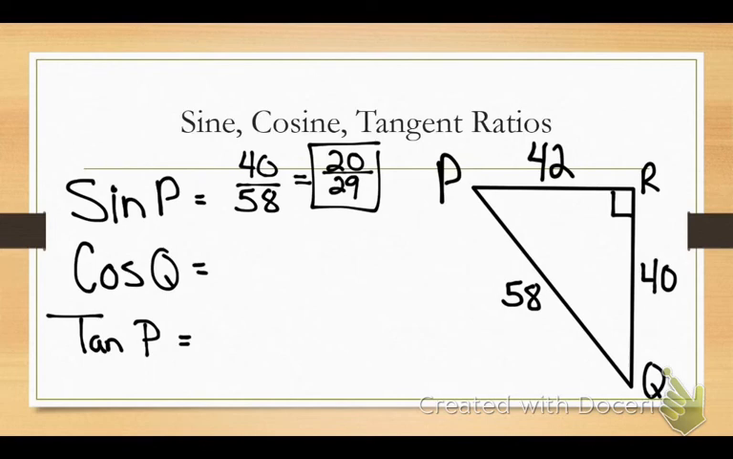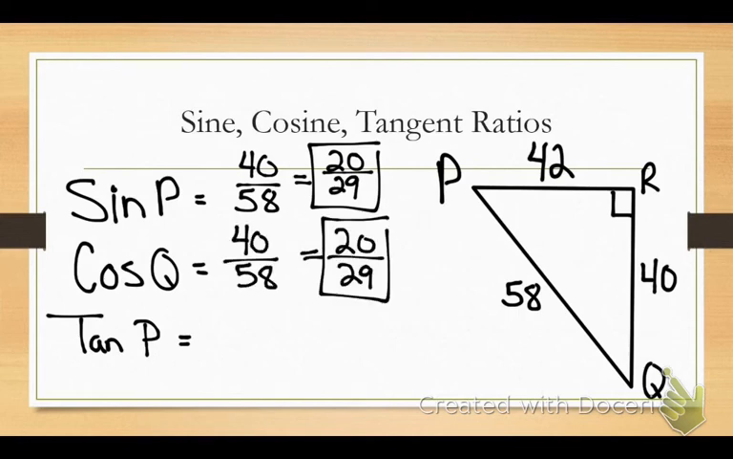He got 20 over 29 again. All right. It's just because now we're going cosine Q. If we had done cosine P, it would have been different. But cosine Q, we happen to end up with the same ratio of side lengths.